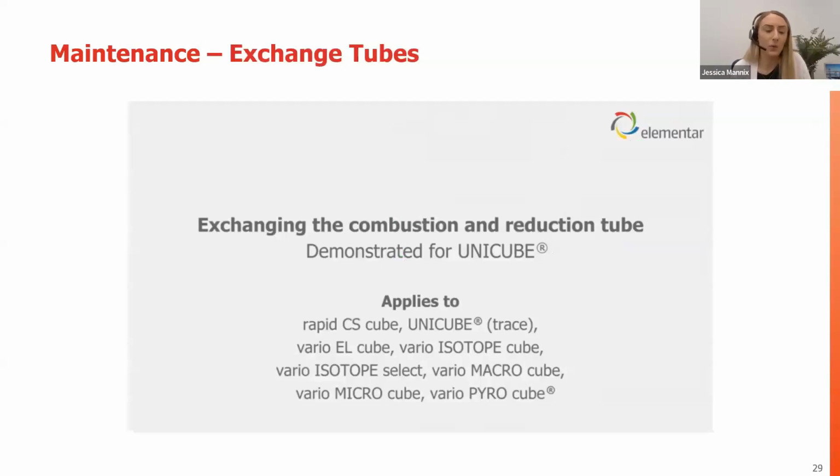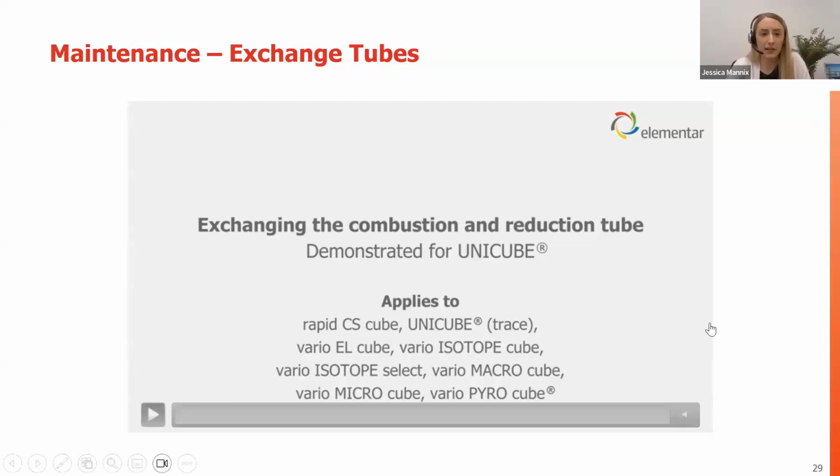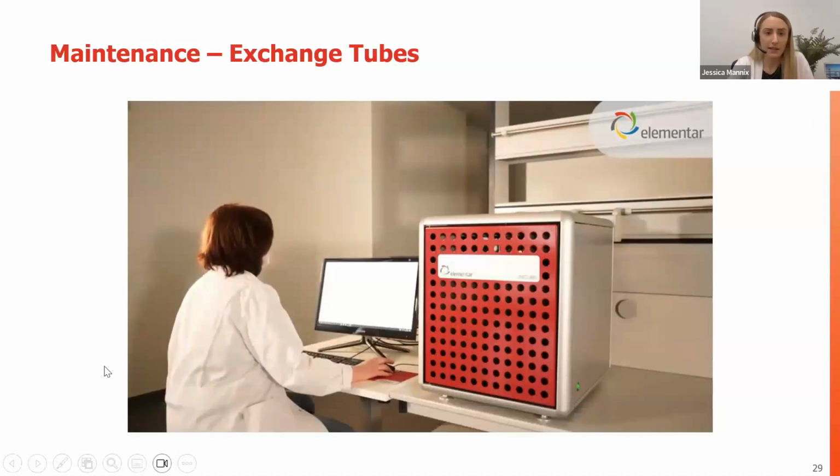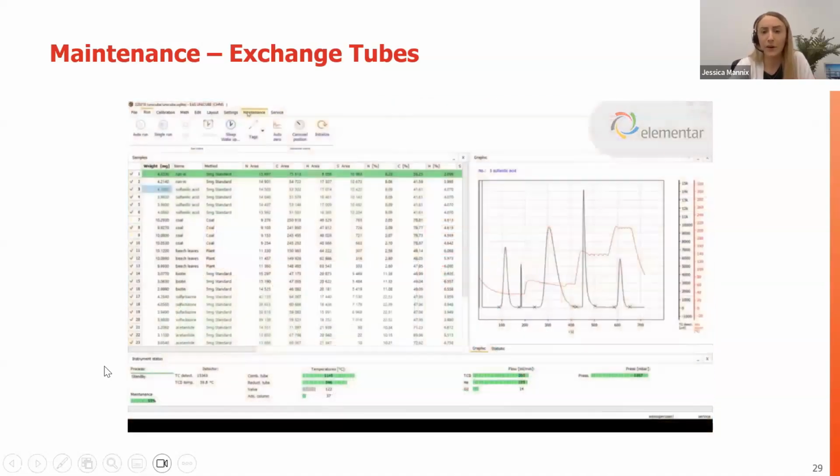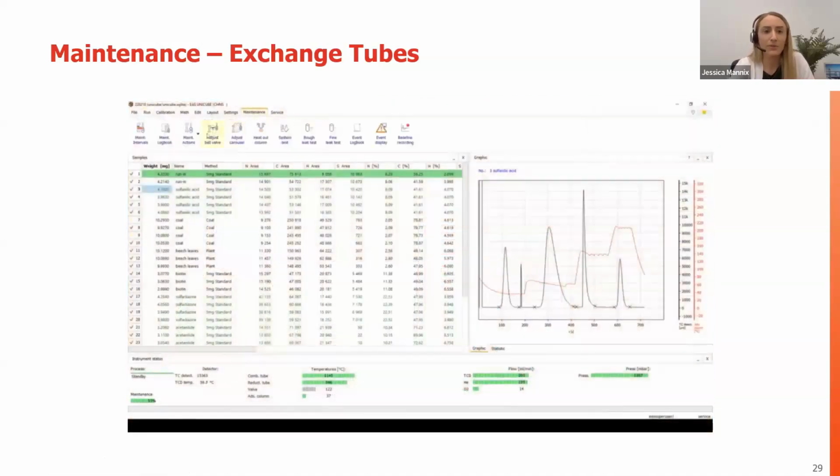What does maintenance look like? One of the things that we'll have to do eventually is change out the tube. Sometimes the tube material itself can be reused, but the chemicals inside of them do need to be refreshed. This is what it looks like to exchange the reaction tubes, demonstrated for our unit cube. Very similar to the Vario EL cube, both CHNS analyzers.